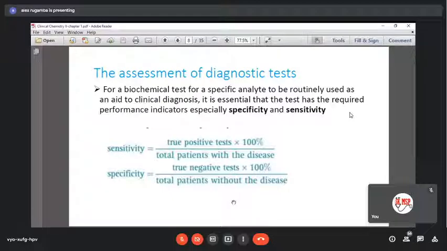So for example, if you have true positive tests, just do this exercise, take a pen, and say that the true positive tests are 100 patients. This means that our test has 90% sensitivity.